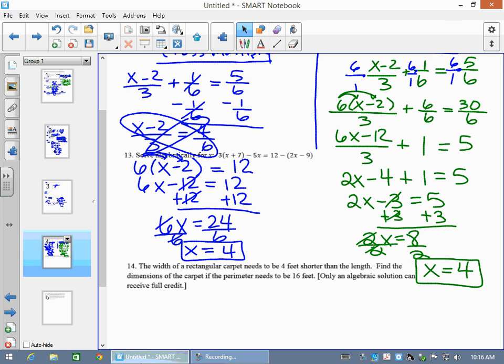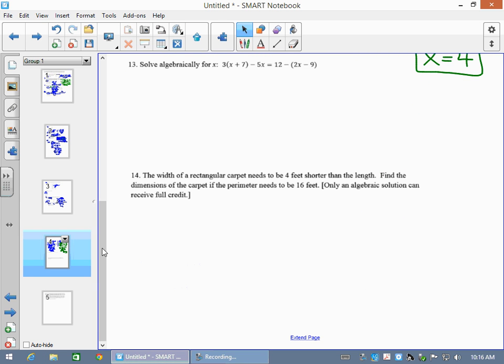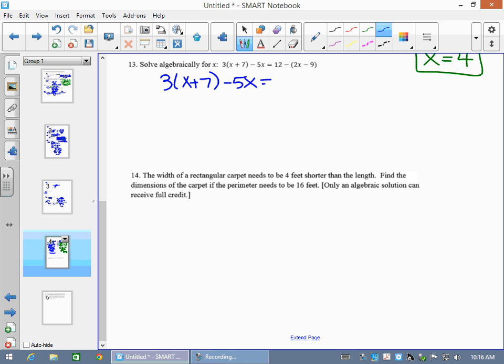Okay. Now, since I wrote all over the page, let's take a look at 13. So I'm going to solve algebraically for x. So again, I'm going to start by just rewriting my equation. Okay, so before I can ever even look to combine like terms or start solving for x, I have 2 things I need to distribute. I need to distribute this positive 3, and I need to distribute this negative, because this negative is really a negative 1 in front of that parenthesis. So I end up with 3x, 3 times x plus 3 times 7 is 21, minus 5x is equal to 12. Negative 1 times 2x is negative 2x. Negative 1 times negative 9 gives me a positive 9.